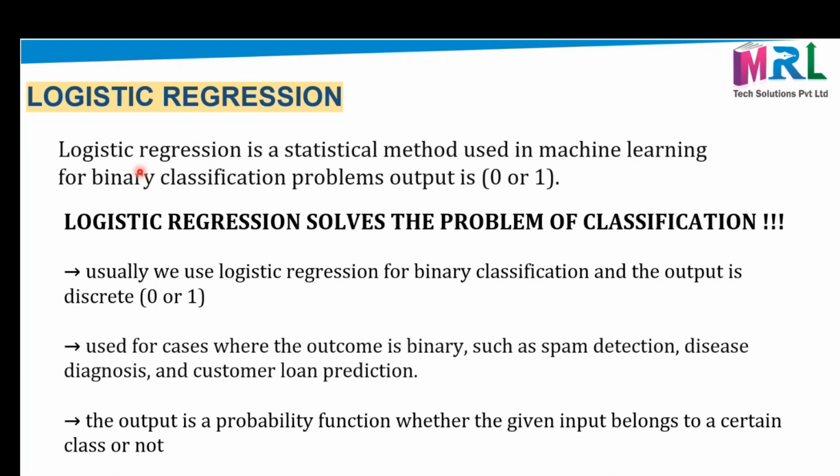It is a method used in machine learning for binary classification problems. If you want to find out a value, like a price or a stock price, then you have to go for linear regression. If the problem is in the form of classification, then we have to go for logistic regression. For example, we have taken one example, that is social ads.